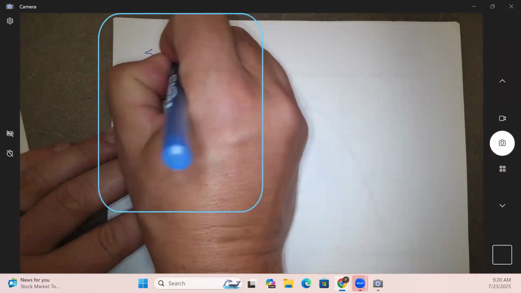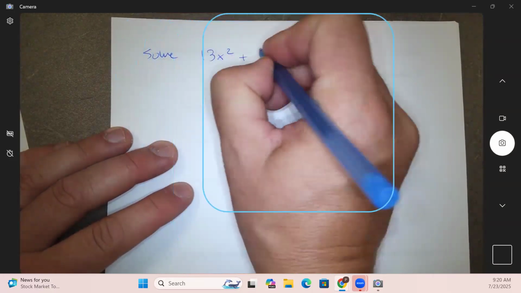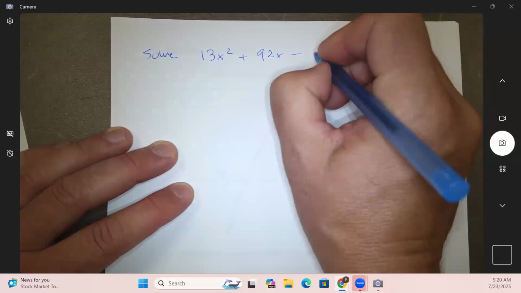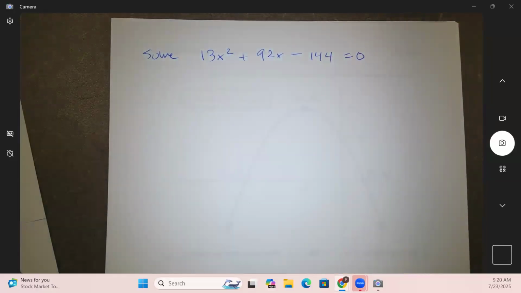Let's solve 13x squared plus 92x minus 144 equals 0. Who wants to do that using the box method?